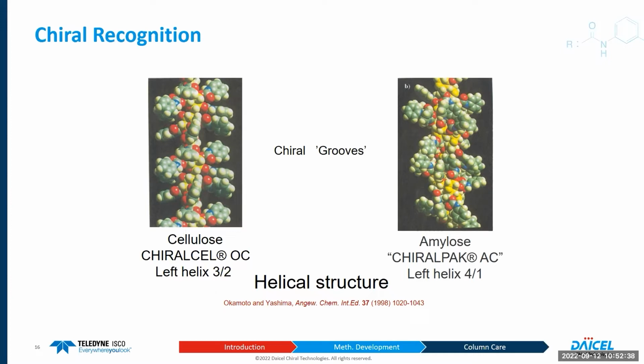So on the left-hand side is Chiralcel OC, which I showed previously. On the right is the theoretical Chiralpak AC. That's not a commercial phase, but if it were to be given a name. And you can see again, there are chiral grooves here, but the overall size, shape and orientation of the chiral selectors is very different. So it's not that much of a stretch to imagine these two phases should behave differently when trying to analyze the same pair of enantiomers.